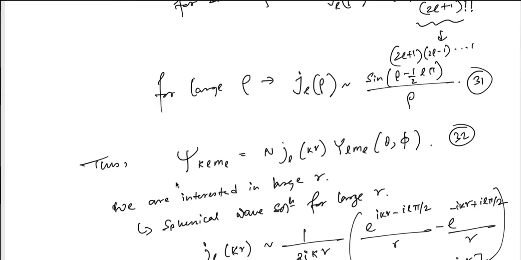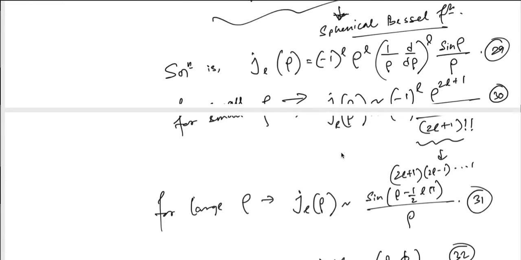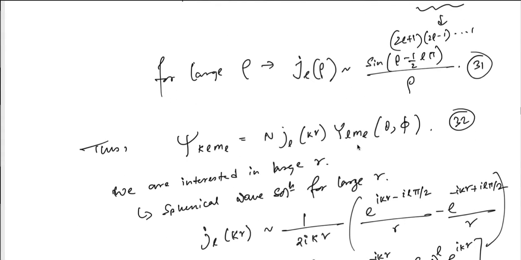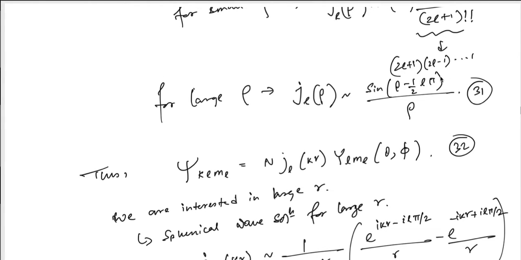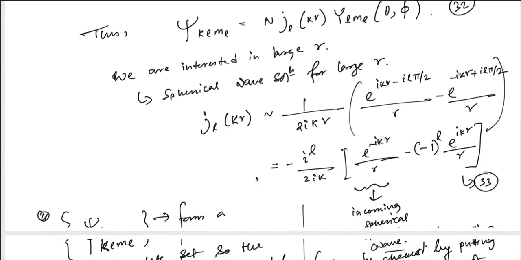Now I can rewrite the full solution, because we realize that the radial part is just this spherical Bessel function. So I replace the r part with this j_l, with a normalization constant N, and the angular part. Since we are interested in large r, we want to write the solution only for large r. So this large rho solution, which I write in exponential form in r space, looks like this: j_l(kr) is 1 by 2ikr within brackets, e to the power i(kr minus l pi by 2) by r minus e to the power minus i(kr minus l pi by 2) by r.